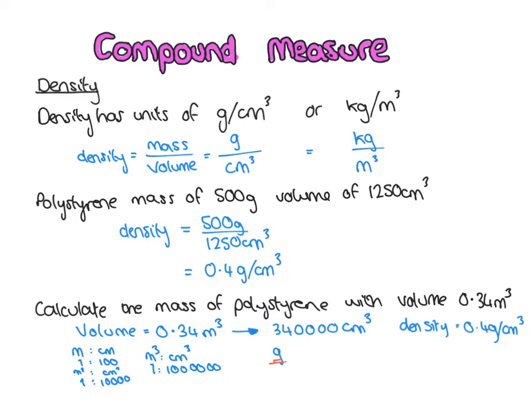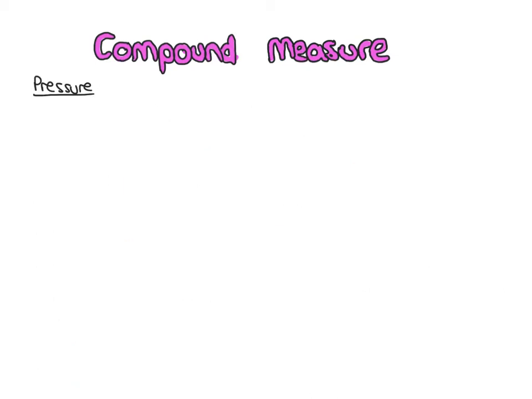So mass is density multiplied by volume. So we're going to multiply these two together, which gives us 136,000 grams, which is 136 kilograms.